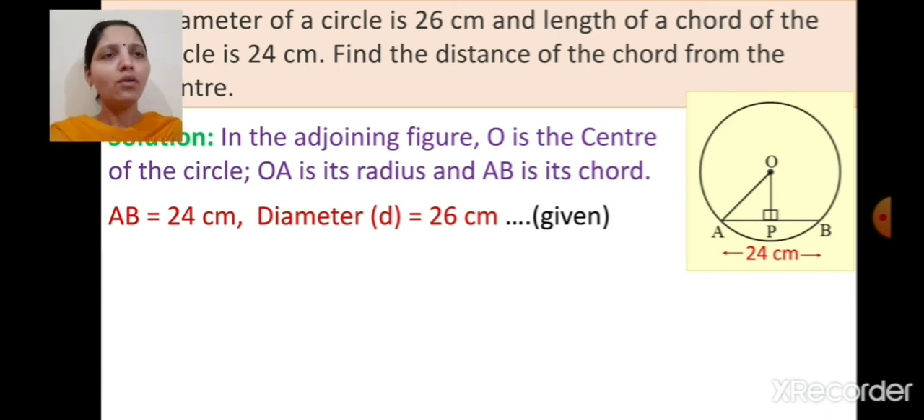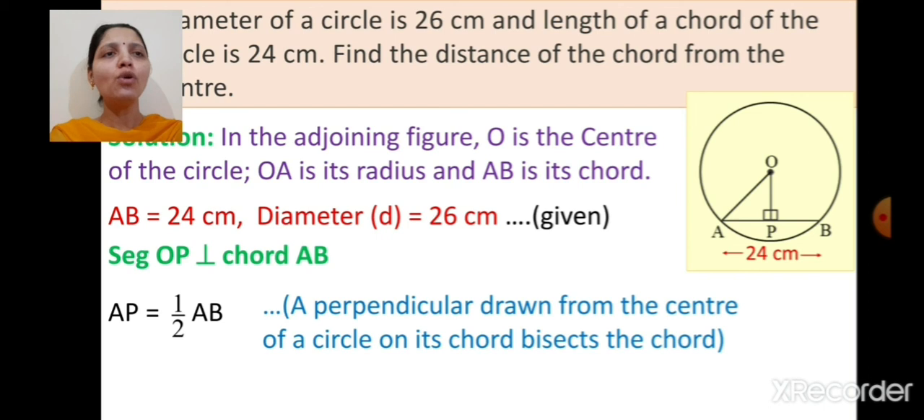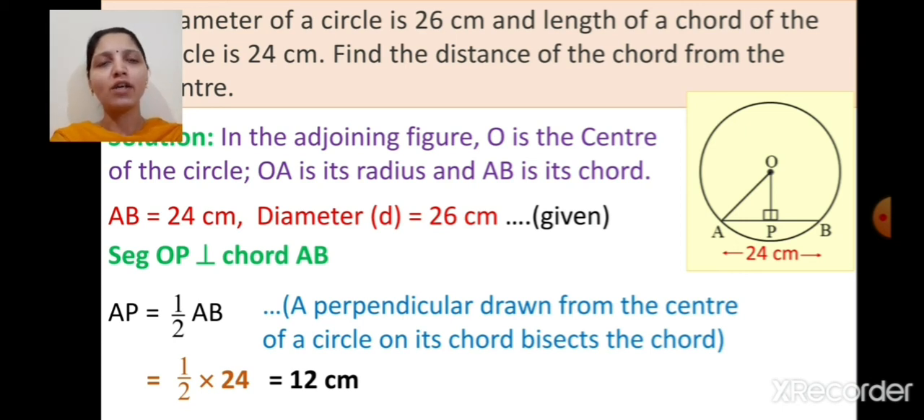Now this segment OP is perpendicular to chord AB. That means we can write here length of AP is equal to half length of AB. The reason you will write as a perpendicular drawn from the center of the circle on its chord bisects the chord. That means it divides the chord into two equal parts. Now let's substitute the value of AB. So you will get half into 24, that is equal to 12 centimeters. So that means length of AP is 12 centimeter.